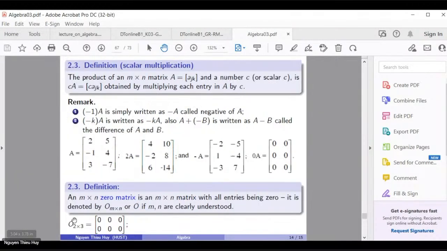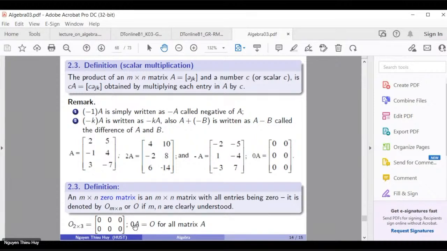So let me give you an example. Here you have a 2 by 3 0 matrix. This means this is a 0 matrix that has 2 rows and 3 columns. All the entries are 0. Yeah. And here you have 0 multiply A is the 0 matrix for all matrices A. So here I don't have to write the size anymore, because the size of the 0 matrix here is the same as the size of A by definition of scalar multiplication.